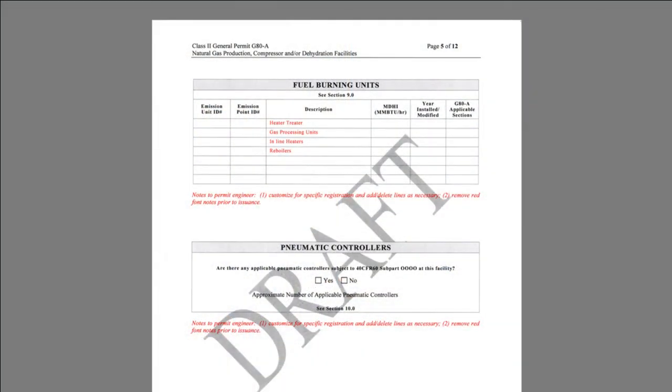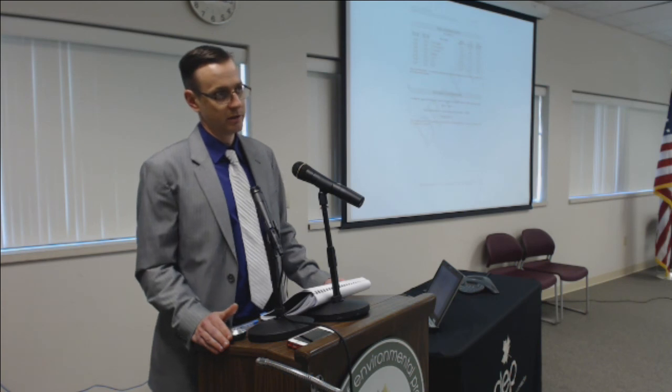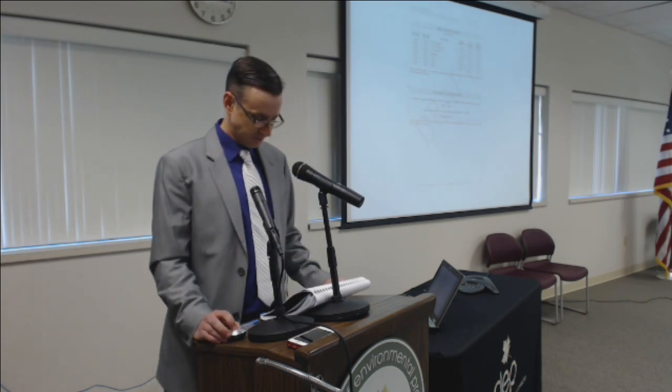For fuel burning units, we'll indicate the maximum design heat input of the fuel burning unit. And then in reality, I could probably delete the last column. It says G80 applicable sections, because all that's going to be, well, I'll take that back, because the reboilers will be subject to 15. So actually we need to leave that there. That must have been why I did it in the first place. So it's either going to be 9 or 15. If it's a GPU or heater treater or inline heater, it's going to be Section 9. If it's a reboiler, it's going to be Section 15.